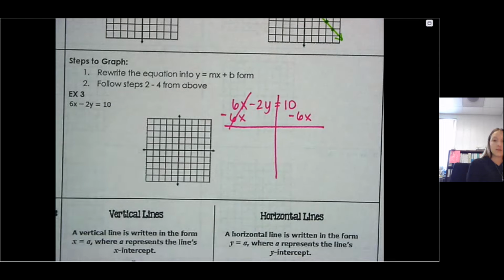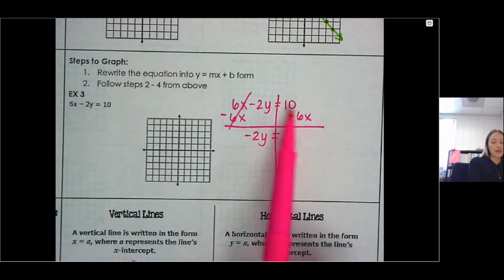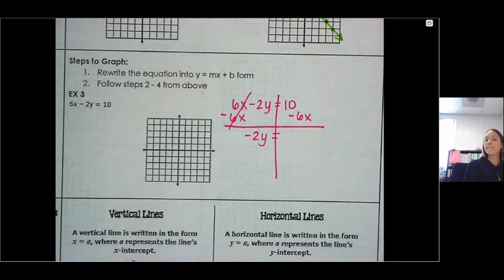Cancels out. I've got negative 2y equals, now can I put these two together? No, why not? Because one's got an x and one's not. So how am I going to rewrite it? Divide minus 6x. I could do that.